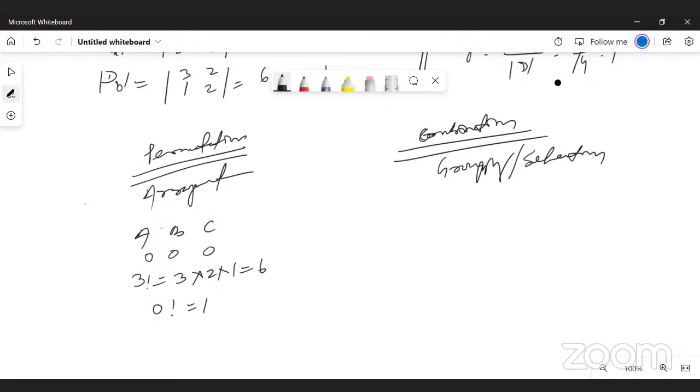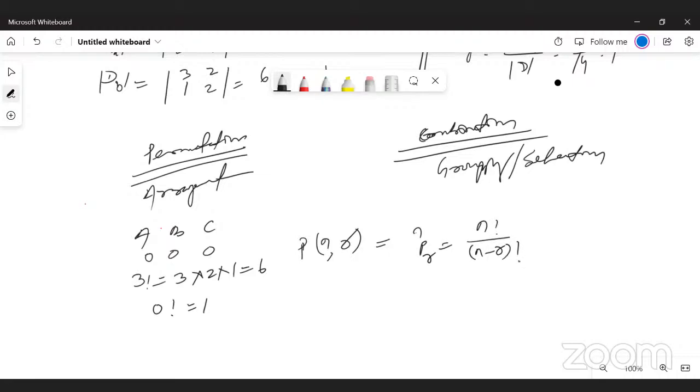But there are different types of arrangements. Let's say you have n distinct elements and we take r elements at a time and arrange them. So the permutation of n and r, or nPr, can be solved like this: n factorial divided by (n minus r) factorial.